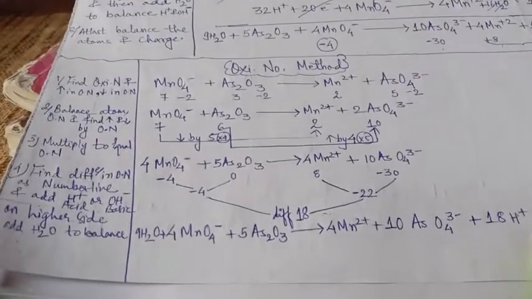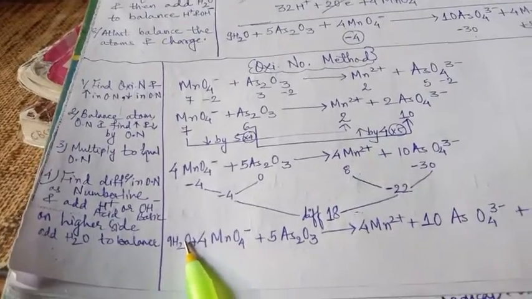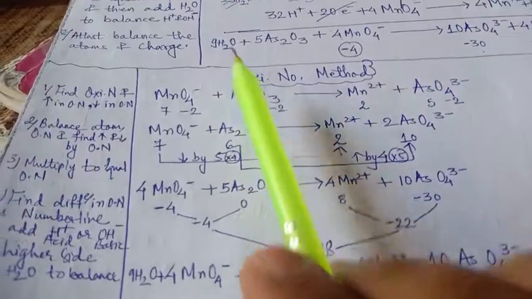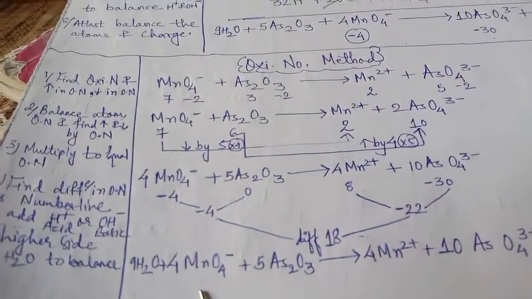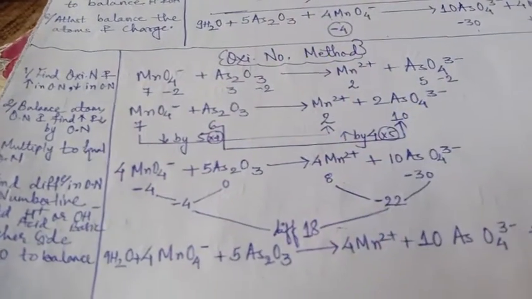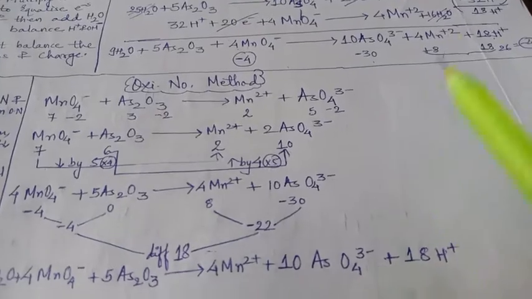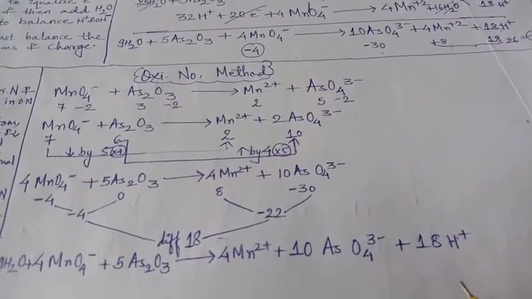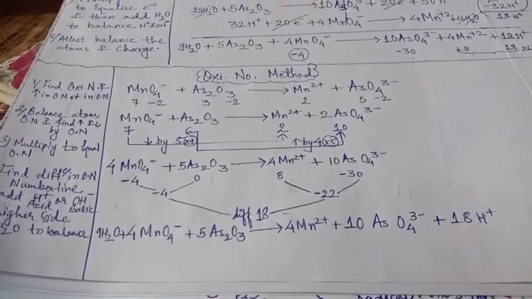Now add water molecules to balance hydrogen. So 18 H, 9 2s are 18, so 9 H2O. Balance the reaction and we get 9 H2O, right? 4 MnO4 minus, 5 As2O3, 10 AsO4 3 minus, 4 Mn plus 2, and 18 H plus. So this is how we get the balanced reaction by the oxidation number method.